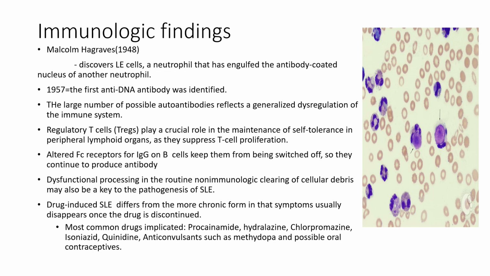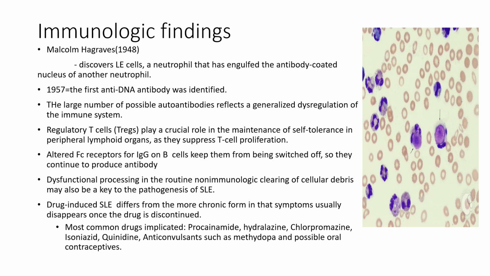While the large number of possible autoantibodies reflects a generalized dysregulation of the immune system, there is an uncontrolled autoreactivity of T and B cells leading to the production of autoantibodies. This activity may be due to deficiency of regulatory T cells. Well, regulatory T cells, or Tregs, play a crucial role in the maintenance of self-tolerance in peripheral lymphoid organs as they suppress T cell proliferation. Tregs in lupus seem to be more sensitive to apoptosis or programmed cell death.